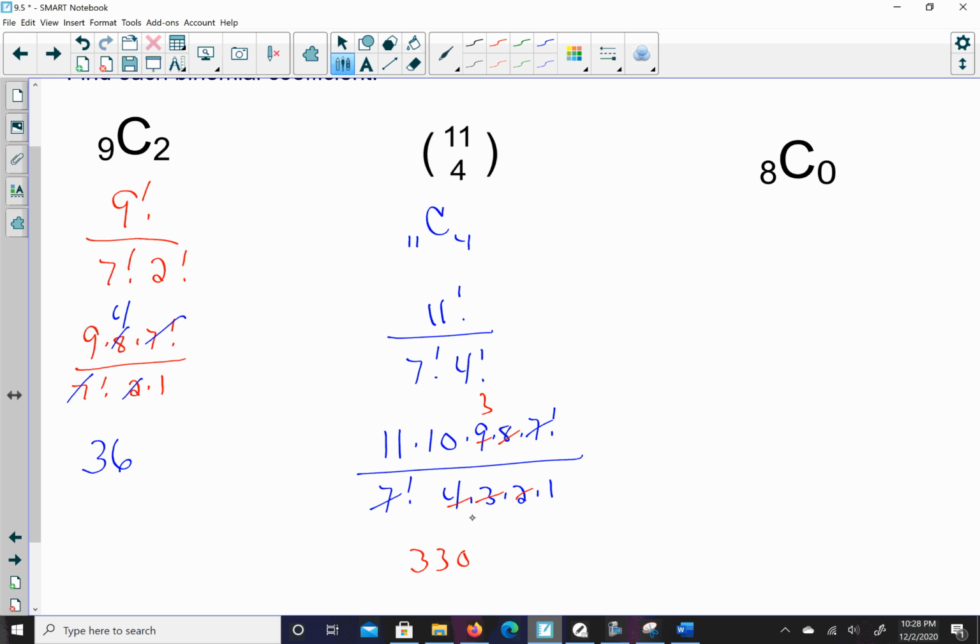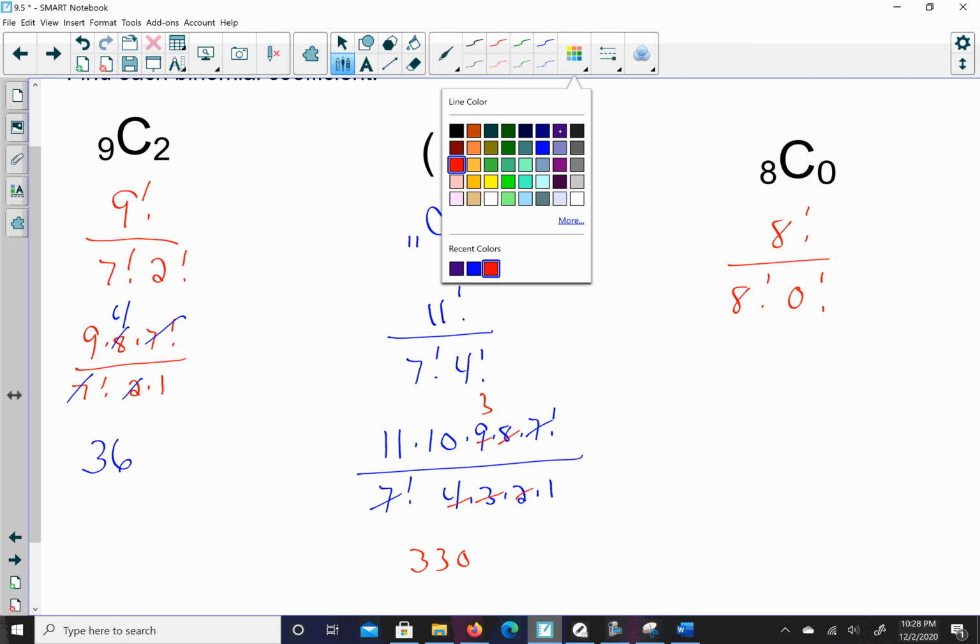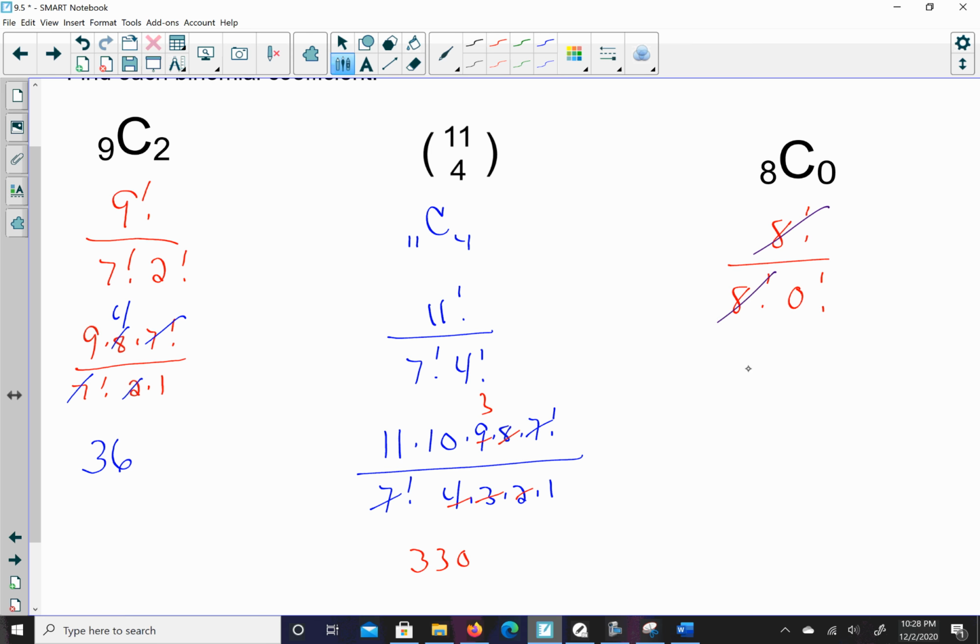This one's combination 8, choose 0. So I'm going to have 8 factorial. 8 minus 0 is 8. And then 0 factorial. I know that the 8 factorials will simplify. And then remember that 0 factorial is defined as 1. So this would just be 1.